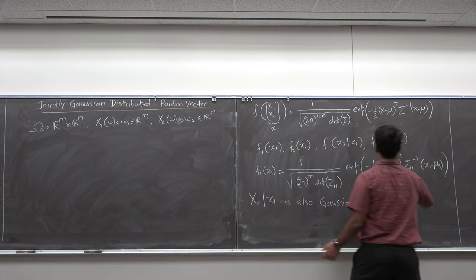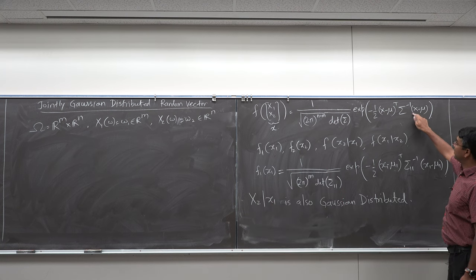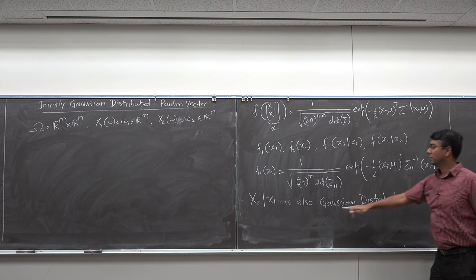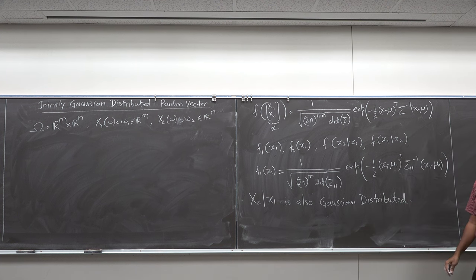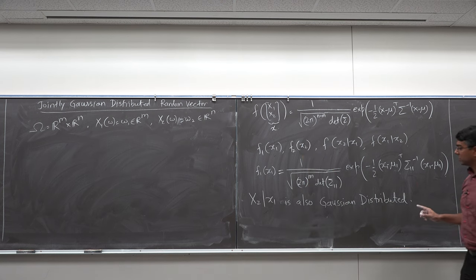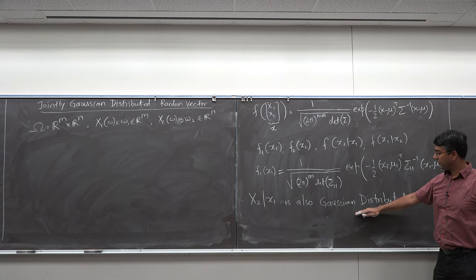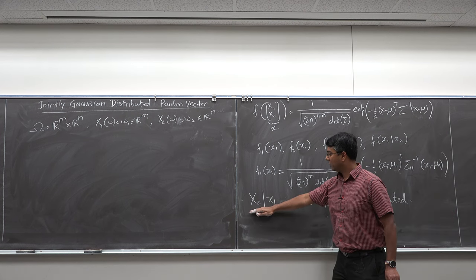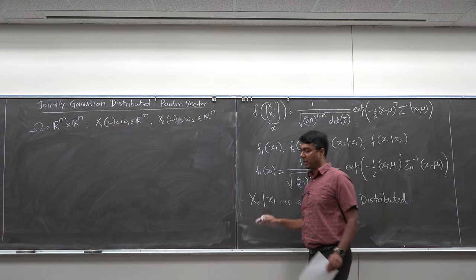The way to see this is, you have the joint distribution here, you have the marginal here, divide this by this, and you get the distribution of x2 given x1. Now, of course, doing that operation is far more complicated. So what I'm going to do is as follows. Because this is Gaussian distributed, all I have to do is figure out what the mean of this value is and what the covariance of this particular value is.